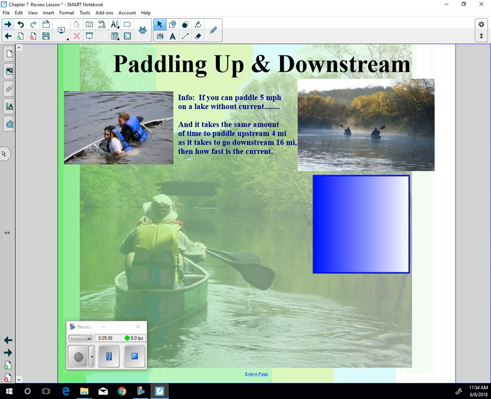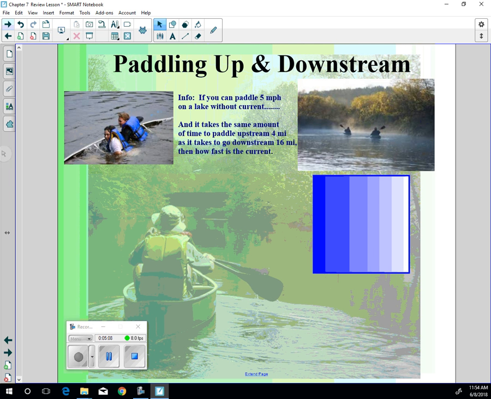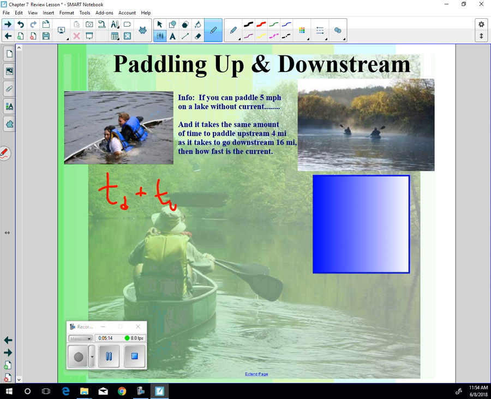This is the one where we had time going downstream plus time going upstream will be equal to the total time. And time is distance over speed. So you can paddle 5 miles per hour on a lake. It takes the same amount of time to paddle upstream as it takes to go downstream.